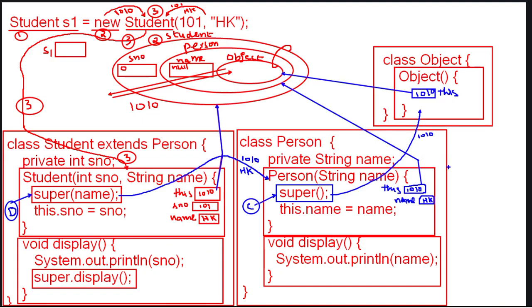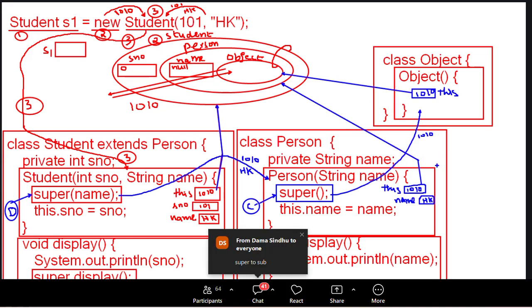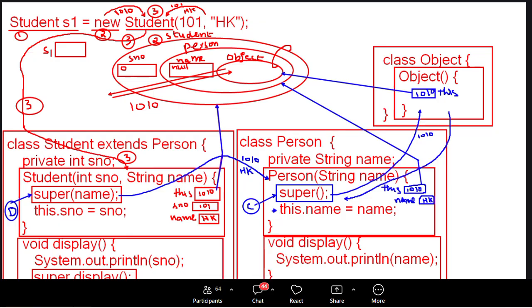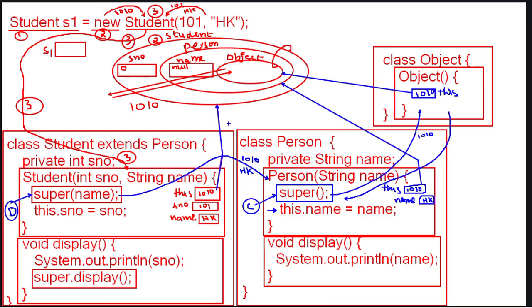Is initialization done from subclass to superclass, or superclass to subclass? Without your father and mother, how can you work? First, who should exist? Parent, then only child. Memory allocation is from parent to child. Initialization is also from parent to child. From there, control is coming back. Now the statement is executed: name stored in this, null replaced with HK.